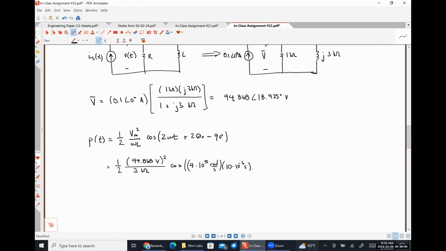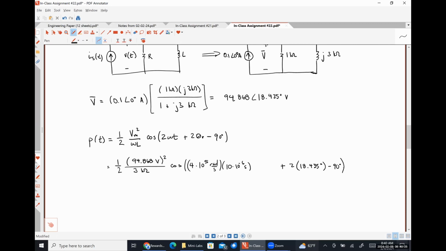I'm going to leave myself some space here. You'll see why in a moment. Plus twice theta v, so that's twice 18.435 degrees minus 90 degrees, close parentheses. Now let's talk about why I left that big gaping space there. So when I multiply my angular frequency twice omega times time, I wind up getting an angle that is expressed in radians, because radians per second times time measured in seconds is an angle in radians.